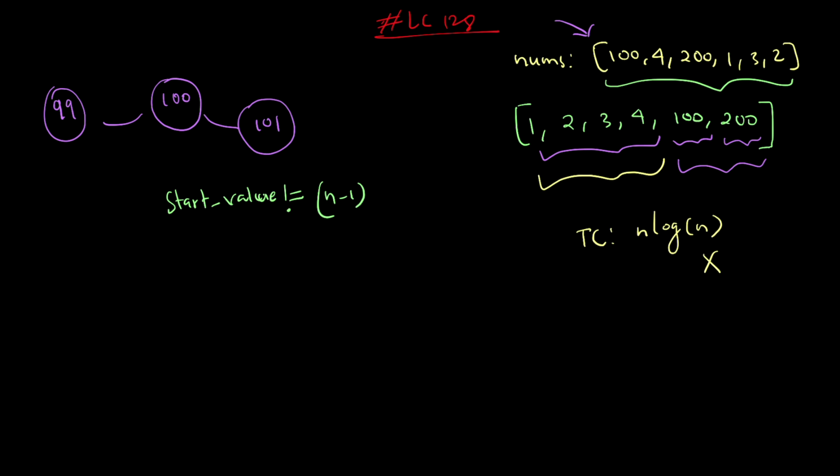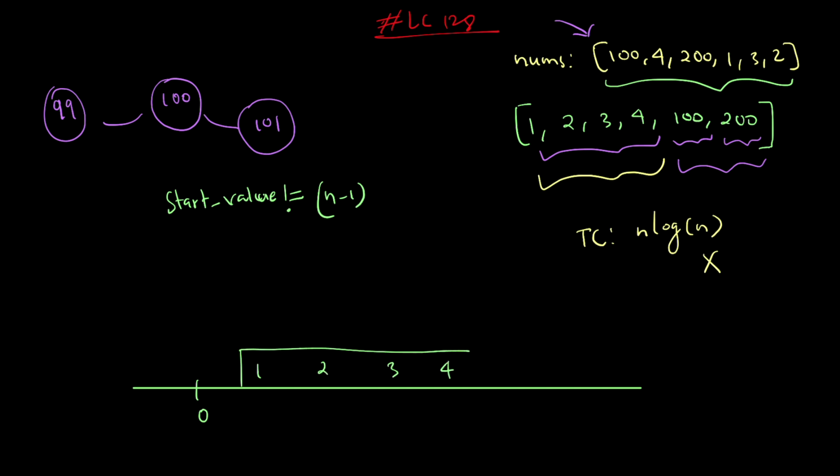But in order for us to understand, let's try to draw a picture. So let's say this is 0, and we have 1, 2, 3, 4 here, and another number is 100, which is a little bit farther, and 200, which is basically an extension of the fact that we already established here.